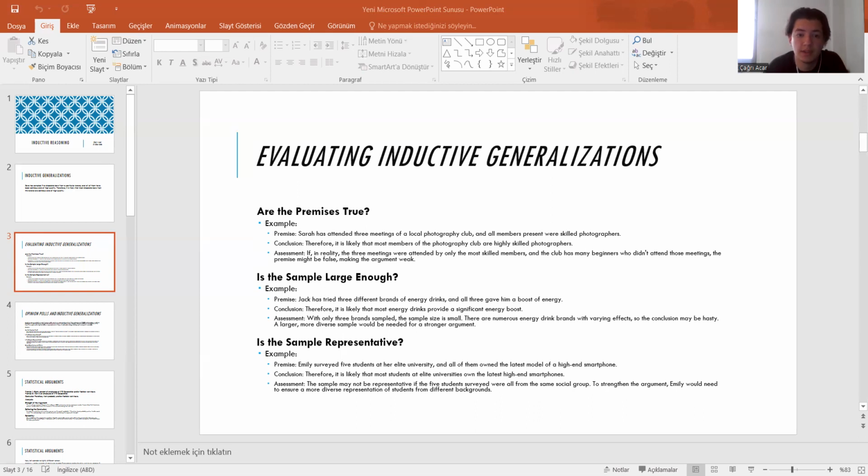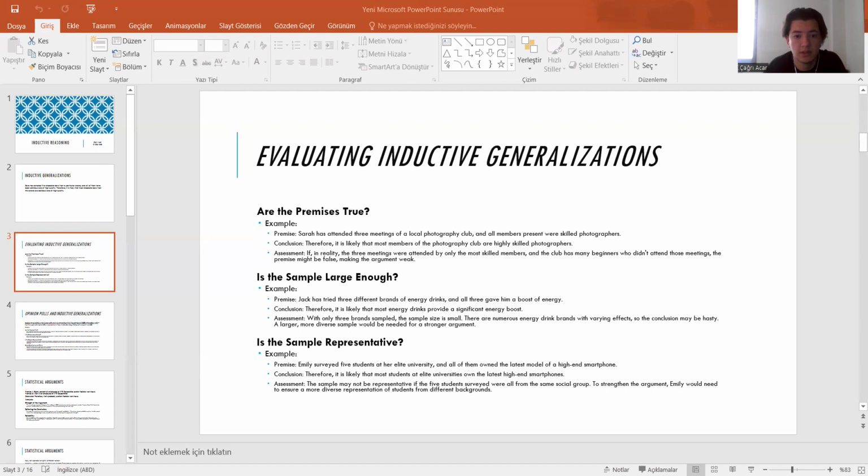The third one is: is the sample representative? An inductive generalization is weak if the sample is not representative of the entire population. The passage illustrates this with an example about nuclear bombs dropped on Japan, where a small and unrepresentative sample of 2 bombs does not accurately reflect the potential devastation of all nuclear bombs.